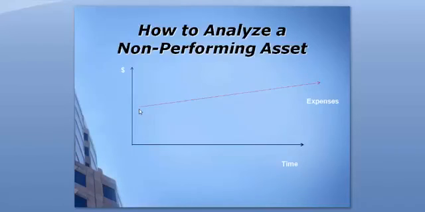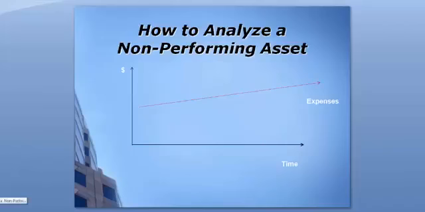Your water and sewer expense is going to go up. Your trash removal expense is going to go up. Your repairs and maintenance are going to go up. All of these variable costs are going to go up as you add more people to the mix. So over time, your expenses will increase.